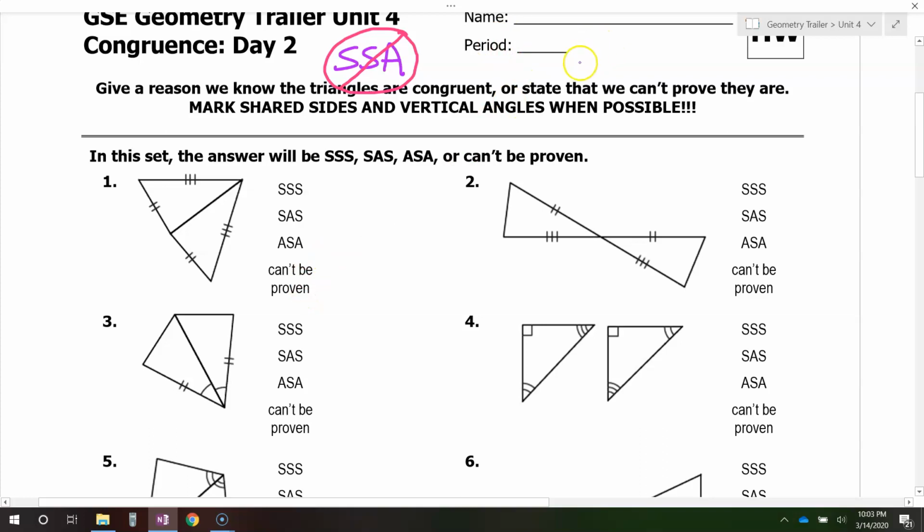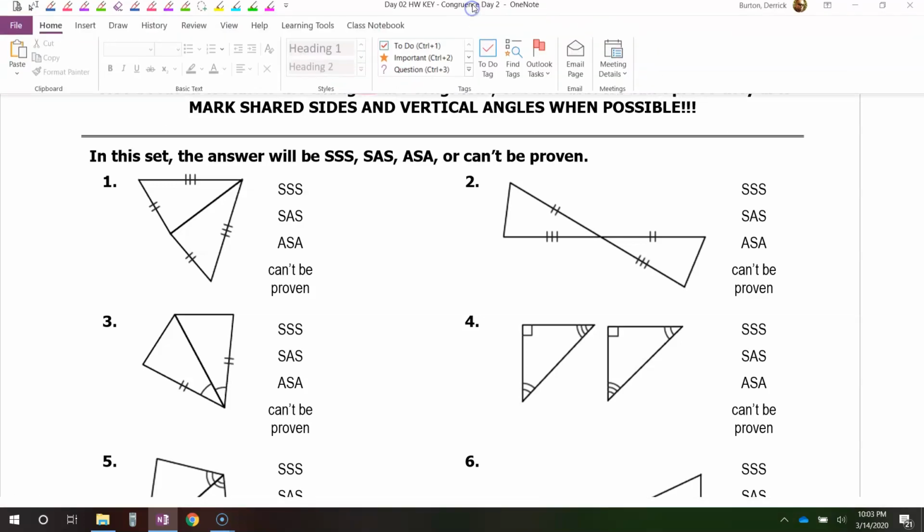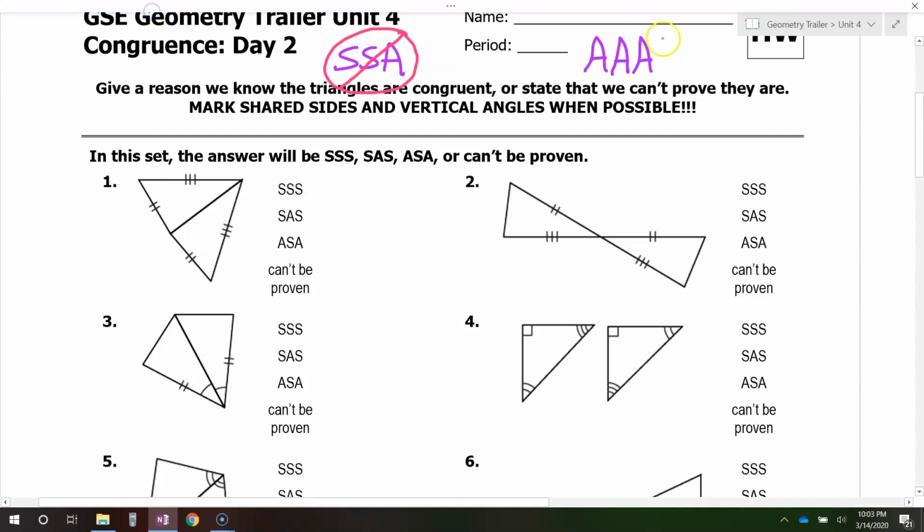The other one that does not work is angle, angle, angle. All right, having three congruent angles or three pairs of congruent angles does not prove that triangles are congruent. So if you see three angles, that will mean that the triangles cannot be proven congruent.